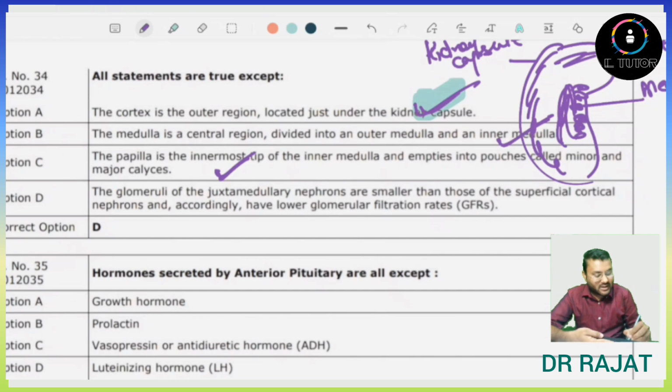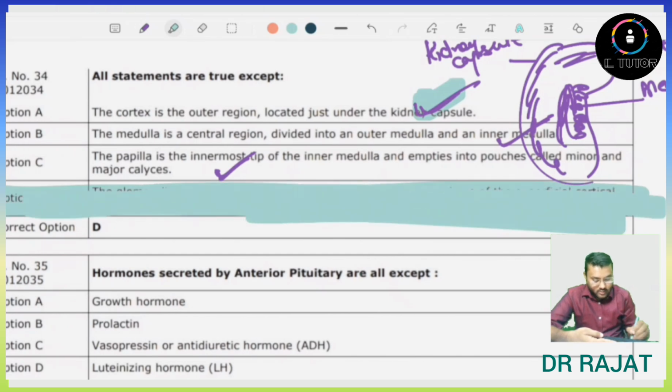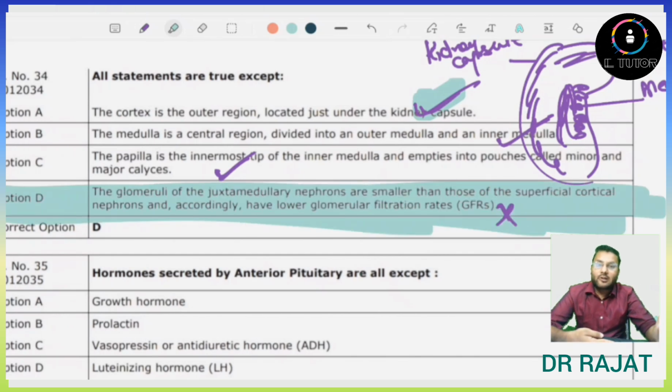So this is a false statement because we know that the juxtamedullary nephrons have longer loops, and the glomeruli are not smaller, they are bigger than those of the superficial cortical nephrons. So this is not true. So answer here will be option number D. The glomeruli of the juxtamedullary nephron should be larger.